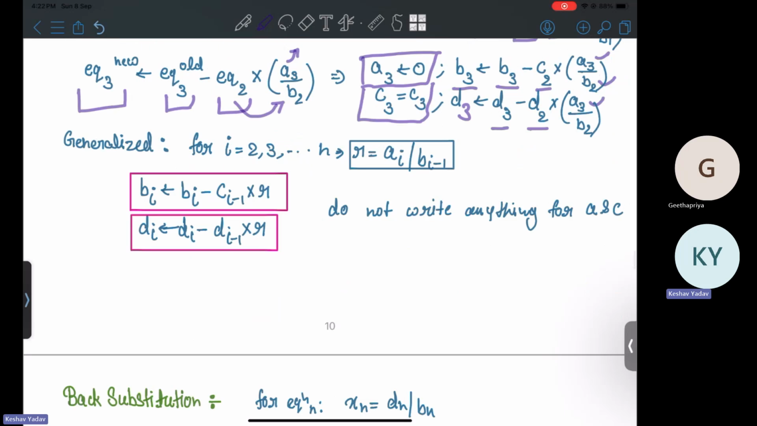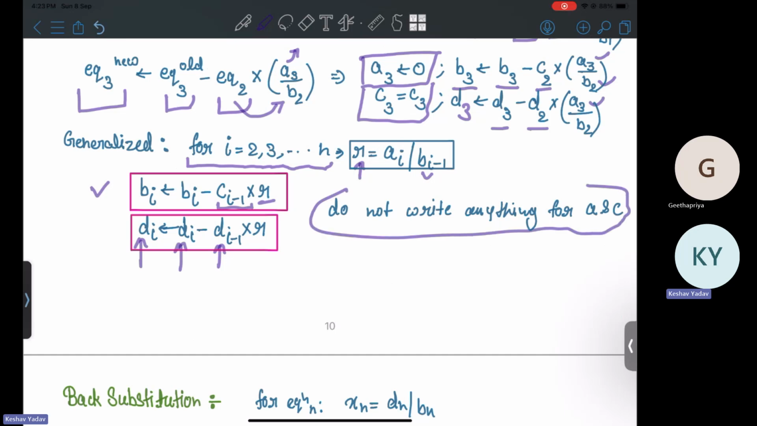So in the generalized format, I can write for i equal to 2 to n: I am defining some r, that r will be equal to ai divided by bi minus 1. Then bi is replaced by bi minus ci minus 1 multiplied by r. Similarly, di is replaced by di minus di minus 1 multiplied by r. And we do not write anything for a and c. Simply a will be 0 and c will not change.